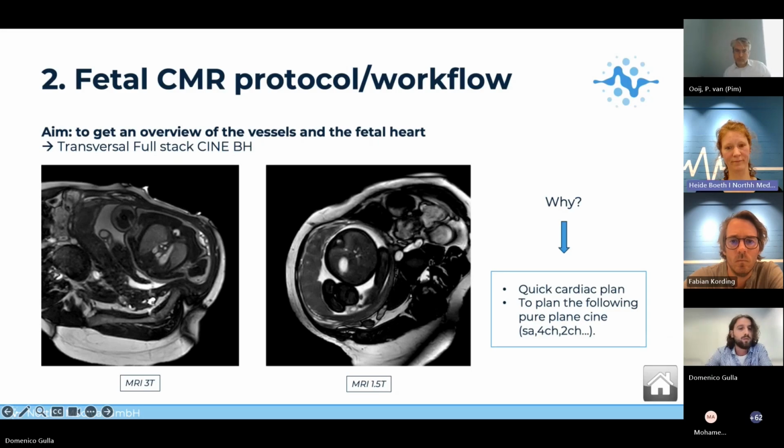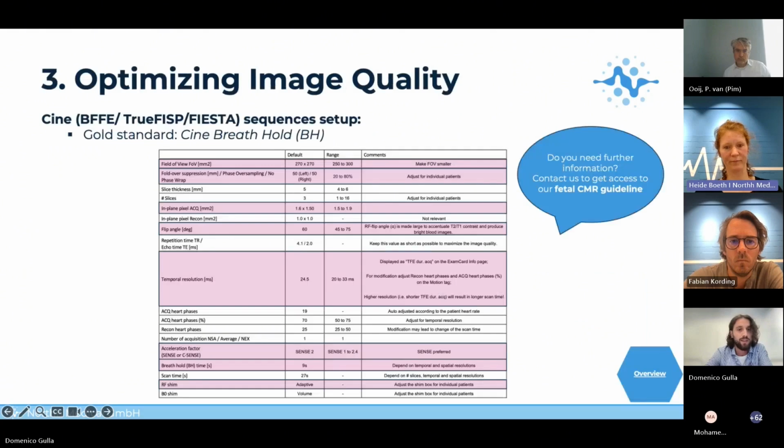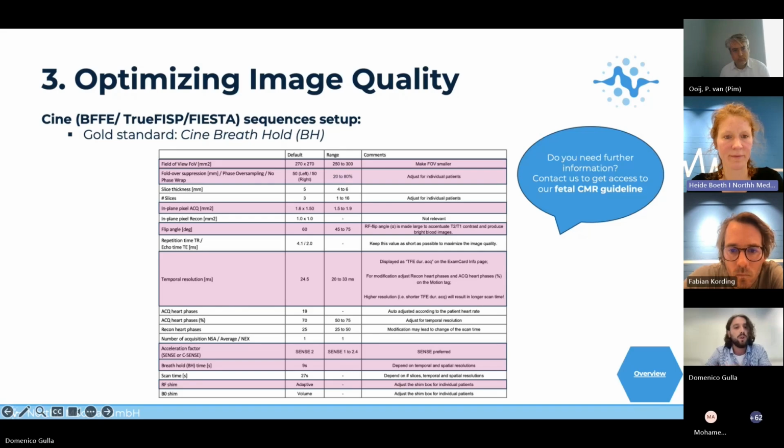Jumping back, we go to optimizing image quality. In this case, it's really important to follow these parameters that you can see in this big table to set up the gold standard cine breath hold sequences. Now, I don't want to go into details for every parameter, but if you need further information, you can contact us, and you can also find all of the details in our fetal cardiac MRI guideline.